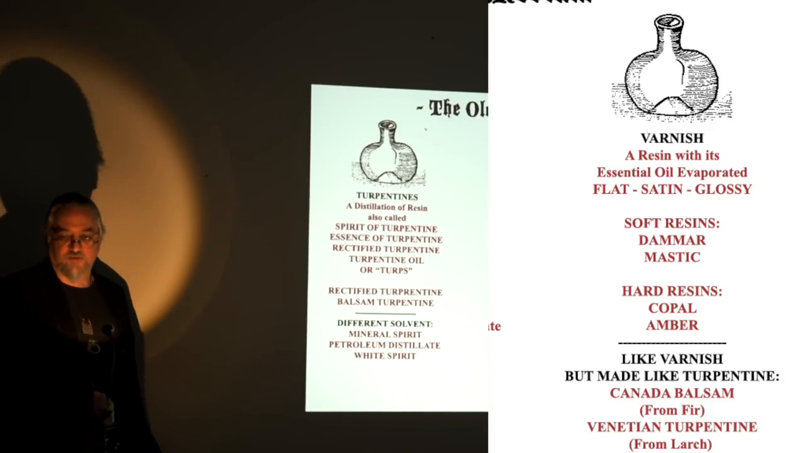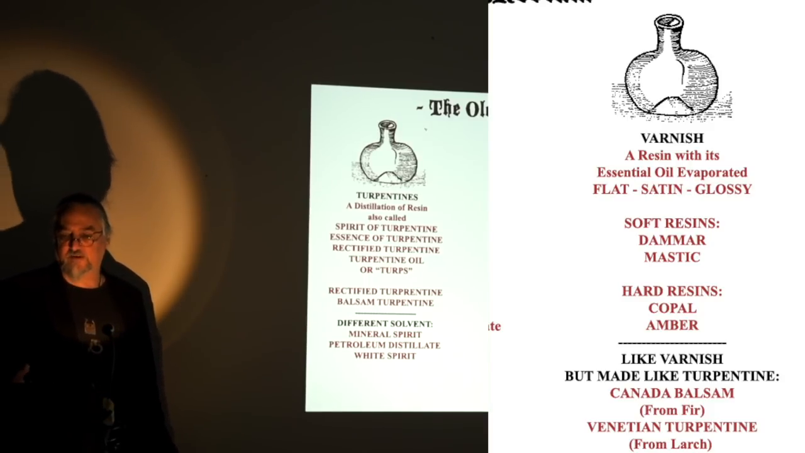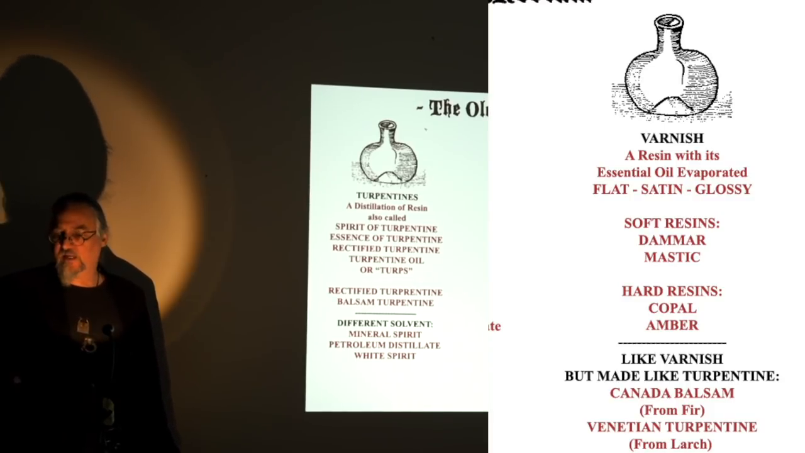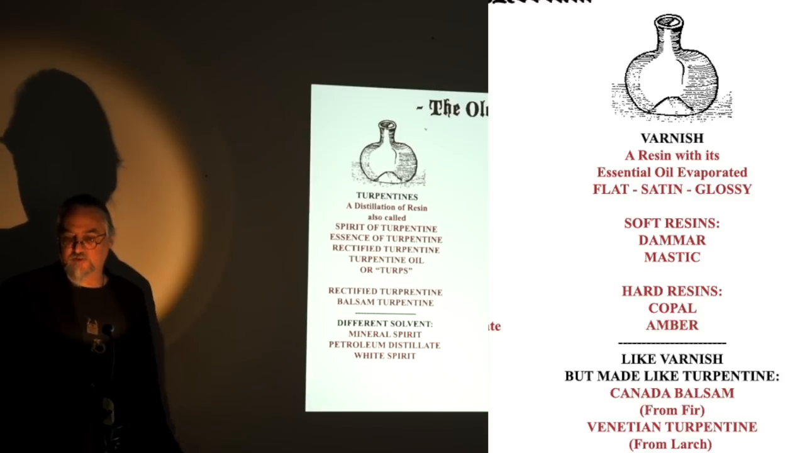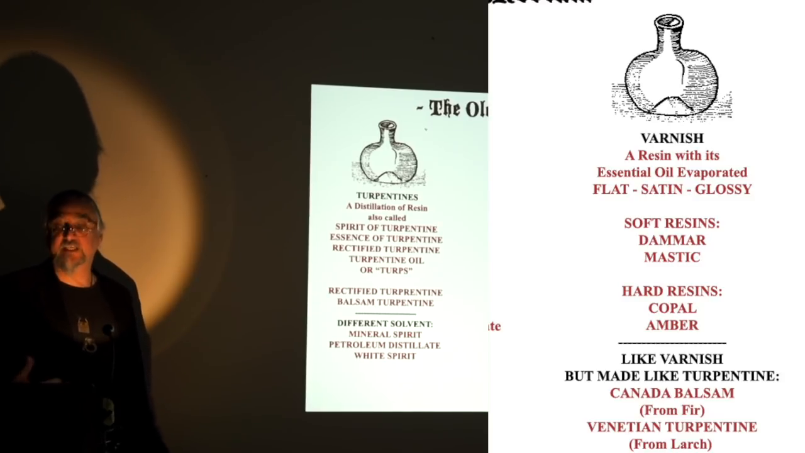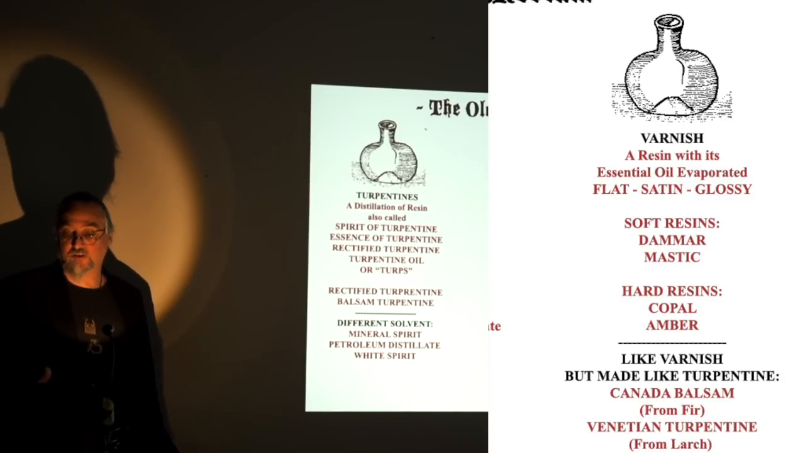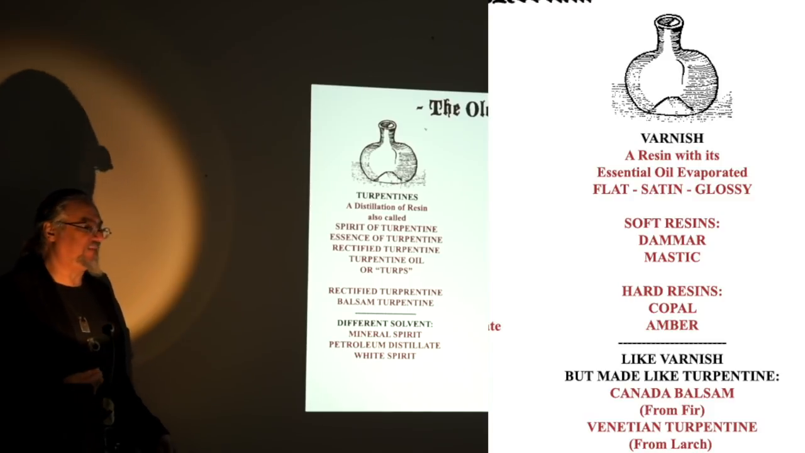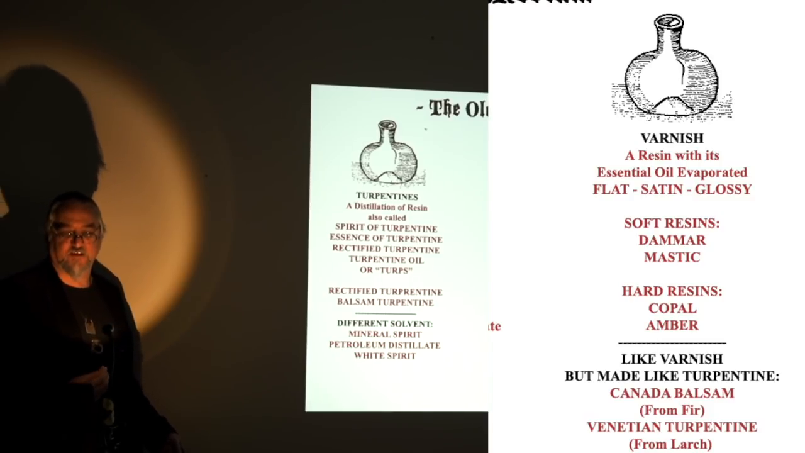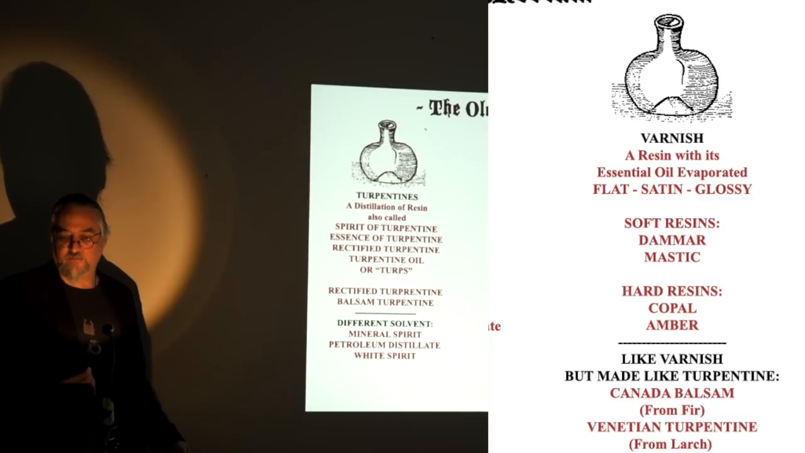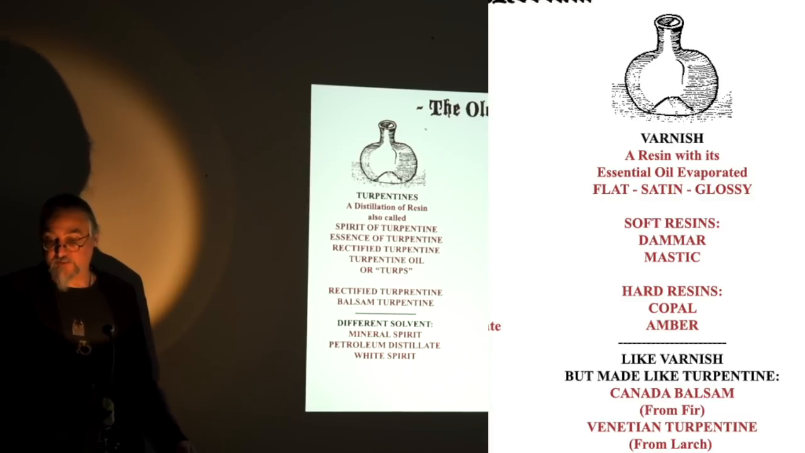Last of all, I want to mention other materials which are like varnish, but come under the category of turpentines, and that would be Canada balsam, which comes from the fir tree, and Venetian turpentine, which comes from the larch tree, both of these being thick and sticky and very much a varnish, even though we say Venetian turpentine.